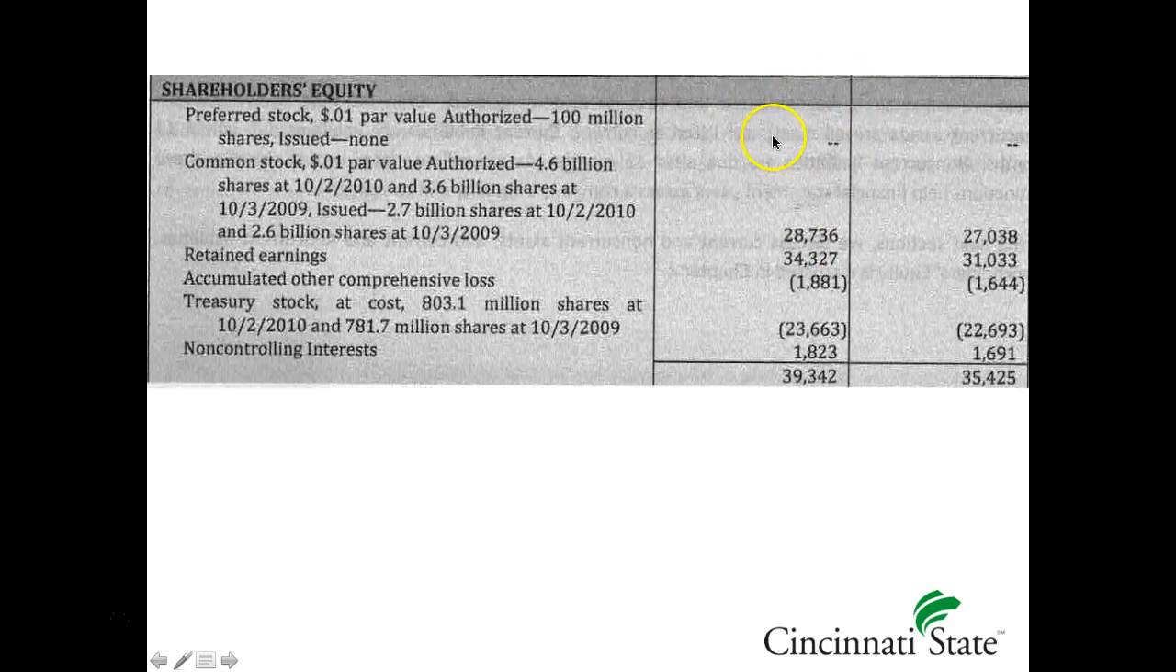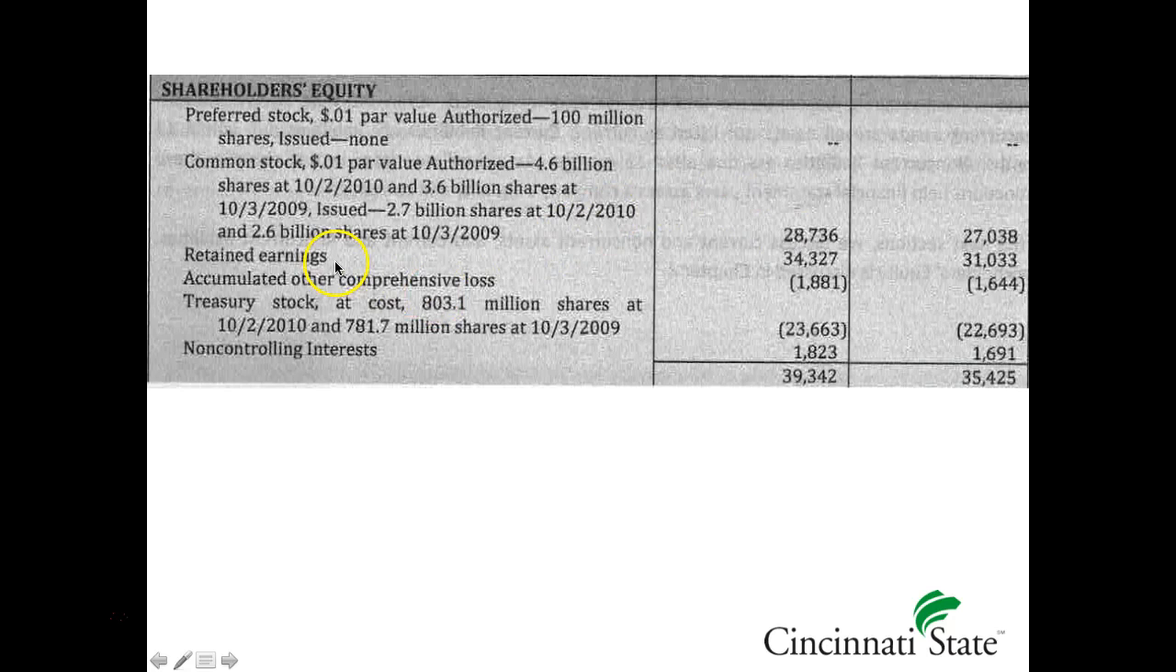Disney's common stock has 1 cent par value. On October 2nd, its authorized shares are 4.6 billion and issued shares are 2.7 billion. The balance in the common stock account is $28,736 million. This balance combines the par and the excess of par in its total. This conclusion can be made because 2.7 billion shares times 1 cent is much less than the shown balance.